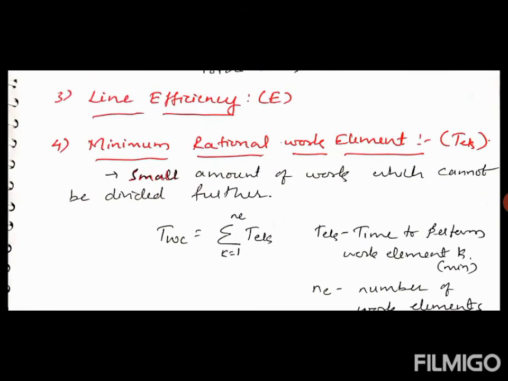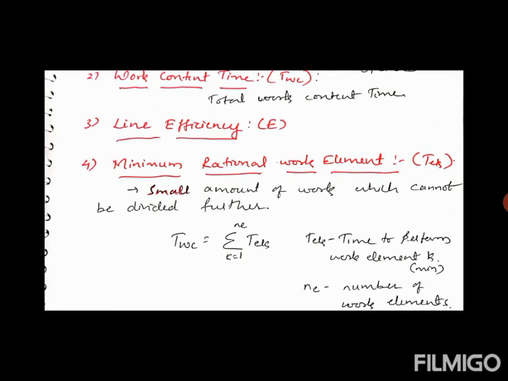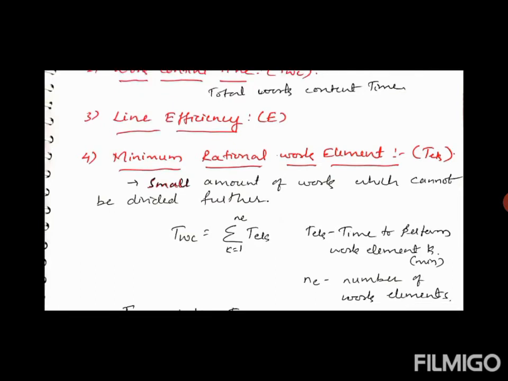So combining all these things, total TE is what we can write here in the equation. TWC, work content time, is equal to the summation of K equal to 1 to NE of TEK, each work element time. For one work element, one TE will be there. Like that, different work elements will be there which will accomplish a final product. So when we make a sum of total TEKs, we will get the total work content time.